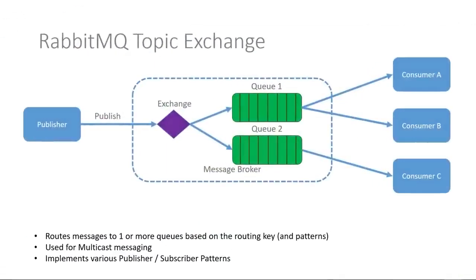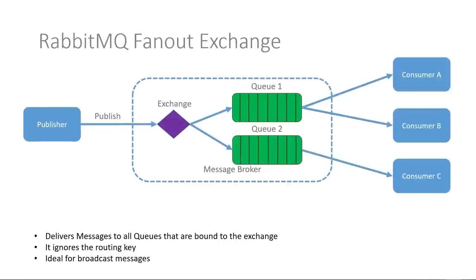And then finally, we come on to this idea of a topic exchange, and it's almost like a cross between the last two exchanges. Basically, the publisher routes messages to one or more queues based on a routing key. So again, you're using this concept of a routing key used for multicast type messaging. And again, it implements different types of publisher subscriber type patterns. All right, so again, I don't want to use routing or anything like that. I want to just use a broadcast type message. And that's it. So I think all we really need to be aware of is this fan out exchange. That's what we're going to be using.